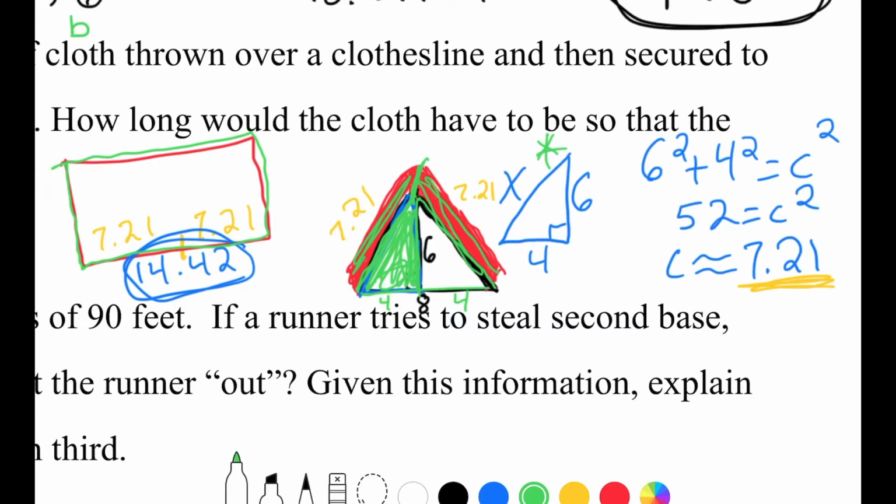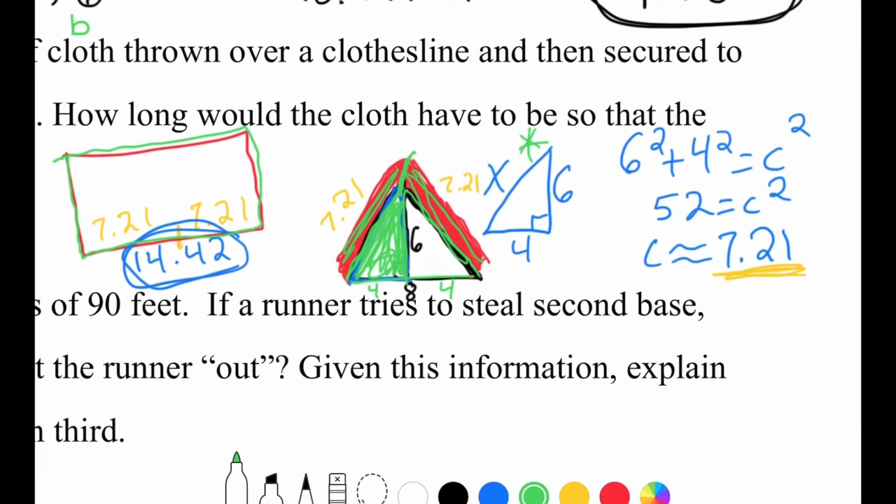So then I solved for my hypotenuse to find that the length of one side of this cloth at the top of the hut is 7.21. So that means the other side, because it said it made an isosceles triangle, is 7.21. So I added those together to get my answer of 14.42.